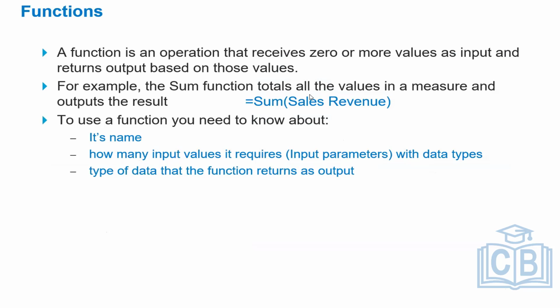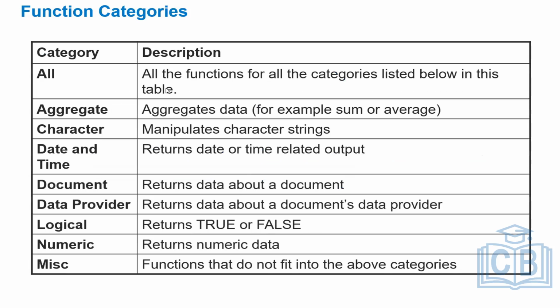For example, what the sum function does is sum up total sales revenue. If we put sum of sales revenue, it will give us the total sales revenue in the defined context. So if our report has a product and sales revenue, and if we put sum of sales revenue in the table footer, then it will display the total sales revenue for all the products.